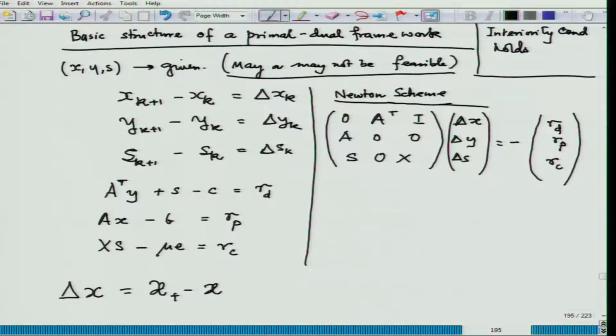Now I can do a little bit of restructuring. I will multiply this block row by S inverse. If I multiply by S inverse, the new system will give the same solution. X by S basically.